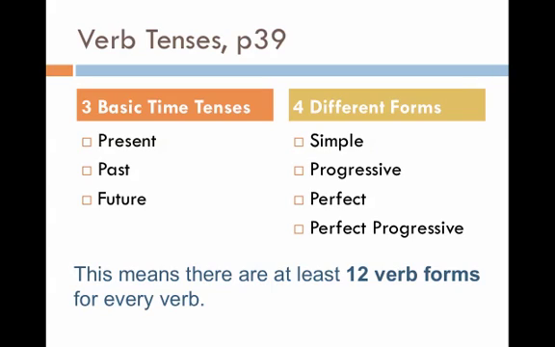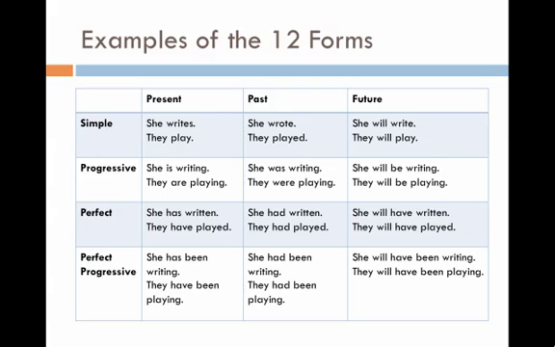We have our time tenses: now, yesterday, and tomorrow, present, past, and future. But thinking in terms of now, yesterday, and tomorrow can be very useful with even older students. And then you've got 4 different forms: simple, progressive, perfect, and then a blend, perfect progressive. And often what you end up with is a chart that looks something like this.